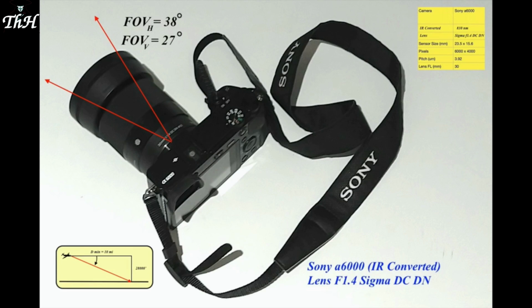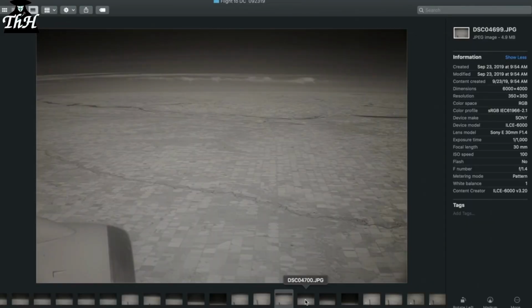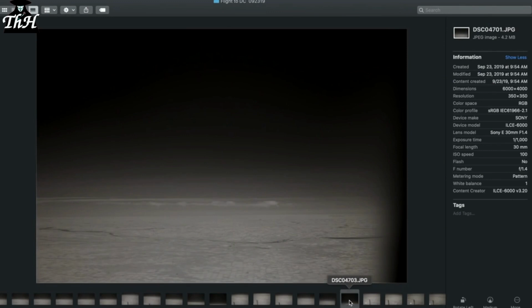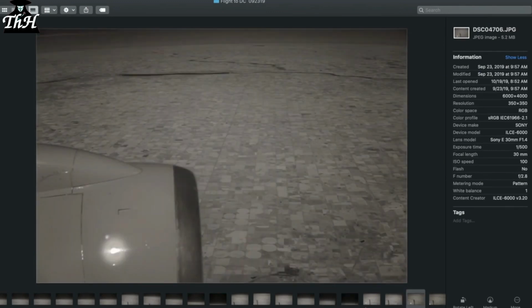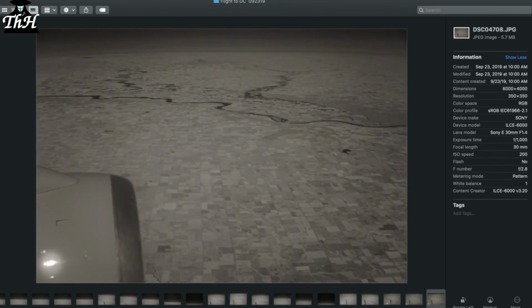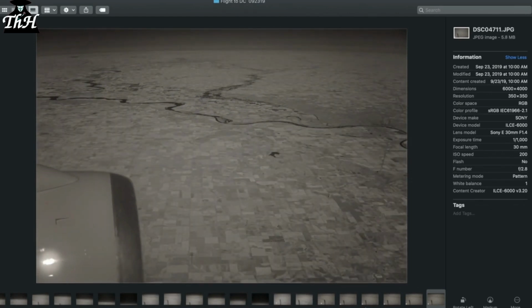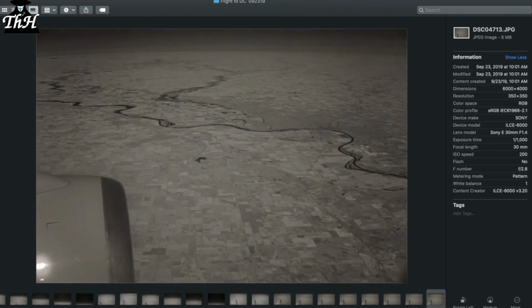One of the problems with this particular lens, the Sigma on the Sony Alpha 6000, is that it doesn't automatically correct the barrel distortion. There's some barrel distortion there that's visible, which makes the Earth look like a globe, as you saw in the intro. And some of you may have been wondering, like, what in the world? But we'll correct for that. It's known, and it's an easy process to correct the barrel distortion.